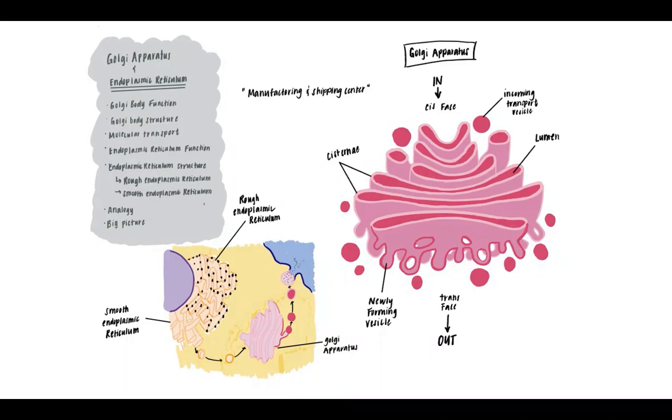The Golgi apparatus has interchangeable names. It can be called the Golgi complex or the Golgi body. It is only found in eukaryotic cells.